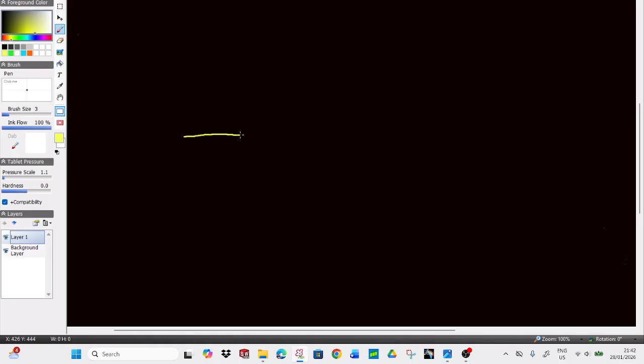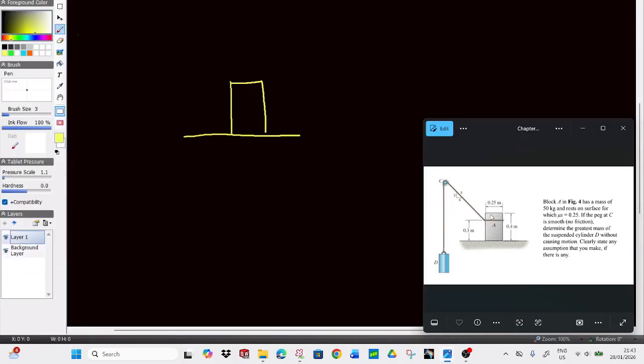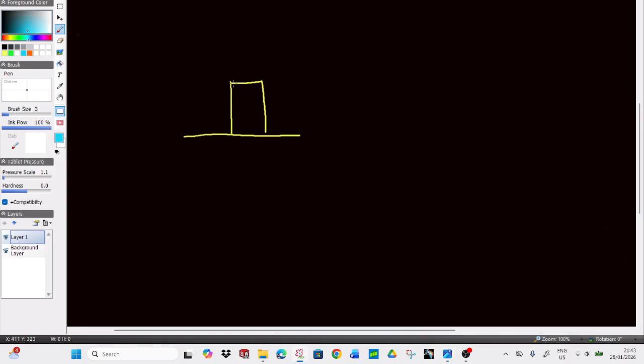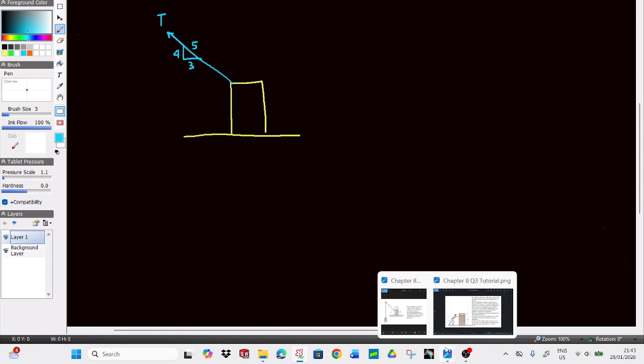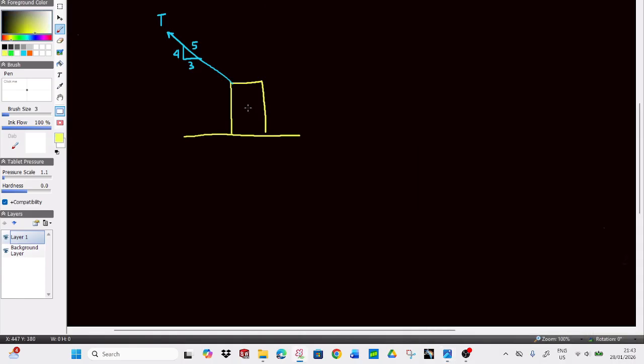So we're going to draw a free body diagram. This is our, actually not a cylinder, it's more of a box. Let me cancel this. This is our block A. On block A, we have a force due to the tension of the cable, which is given to us as T, and the angles are given to us as 3, 4, and 5. It has a mass of 50 kg.